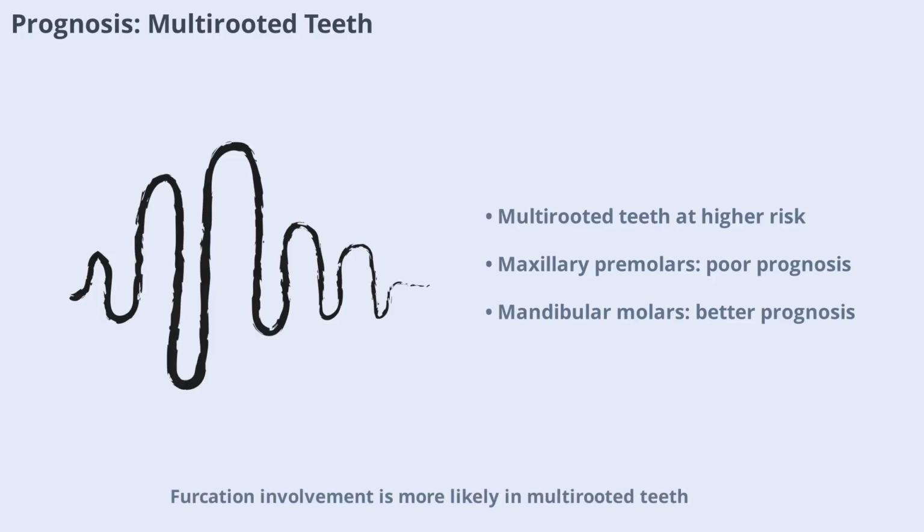Furcation involvement is more likely in multi-rooted teeth, such as maxillary first premolars and molars, as well as mandibular molars. Maxillary first premolars often show root fusion and apically located furcation areas, leading to poor prognosis. Maxillary molars have 3 roots and multiple furcation openings, making plaque control difficult and prognosis unfavorable. Mandibular molars have 2 roots, usually divergent, with buccolingual furcation openings, resulting in a better prognosis. Understanding these differences helps predict treatment outcomes.